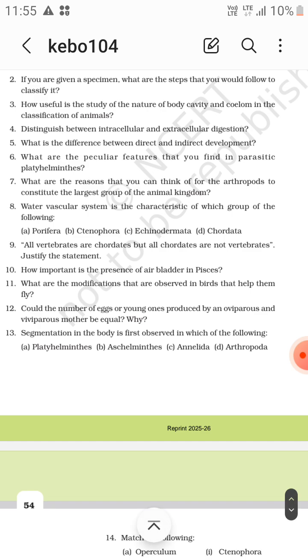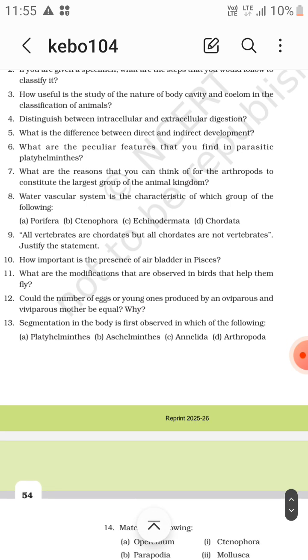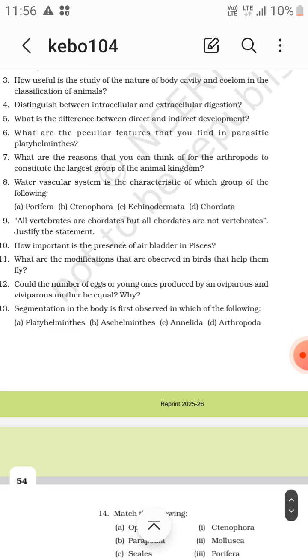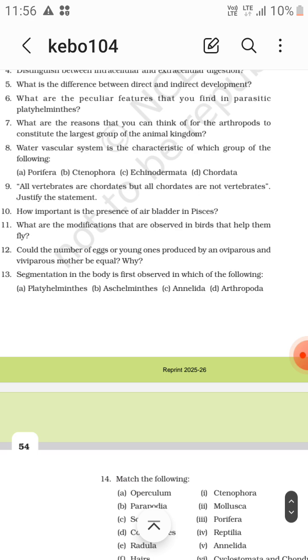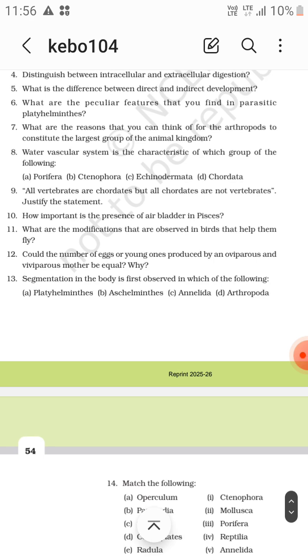How important is the presence of an air bladder in species so they do not sink into the water, to balance themselves? How important is the presence of an air bladder in Pisces? Pisces is a superclass. It has two classes, Chondrichthyes and Osteichthyes. I think in Chondrichthyes there is an air bladder. No, not in Chondrichthyes. I think in the Osteichthyes there is an air bladder. Check yourself.